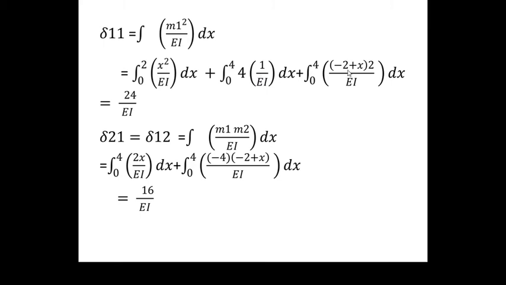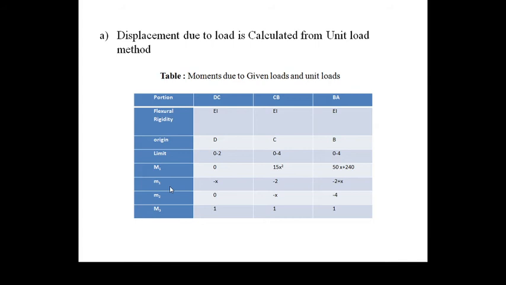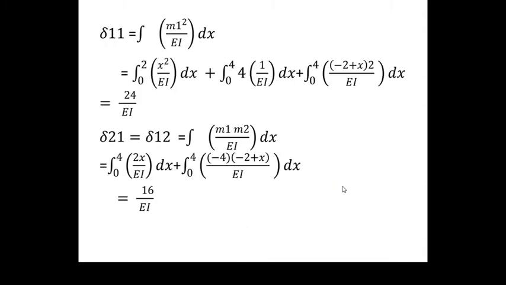We are getting that x value is taken, that integration 4. How to integrate this minus 2 plus x square means we can multiply this value, we are getting the summation of this value. You see this one, m1 square, for all m1 square means minus x, minus 2 plus x. You see this table, we can draw the conclusion how to calculate delta 11. In that we are integrating these 3 parts, we are getting 24 by EI.